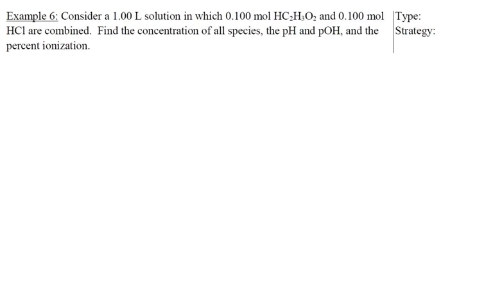Okay, example number 6. We can see the situation here is now we have a weak acid and we're also mixing a strong acid with this. Not only that, what's going on is we have C2H3O2 and we have HCl. It turns out the Cl part of the HCl we don't care about. That's not going to do anything for us. What it is going to be is the common ion effect.